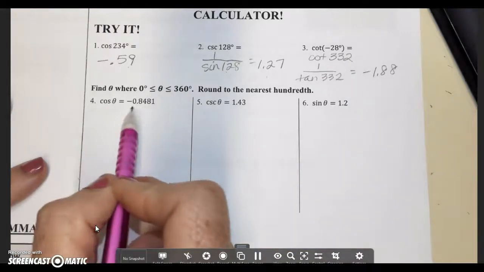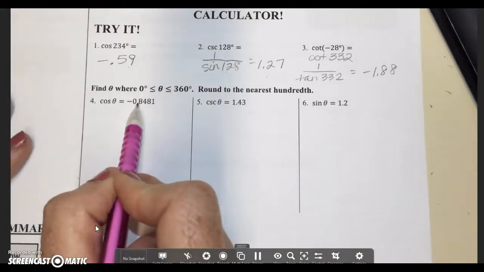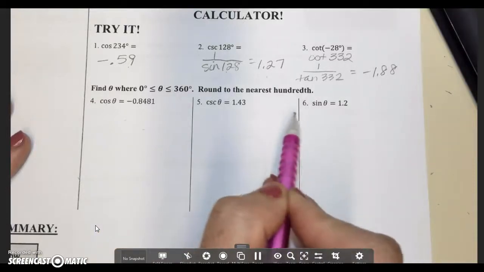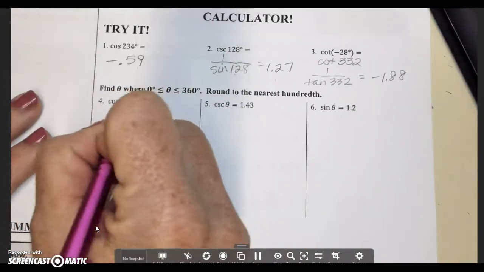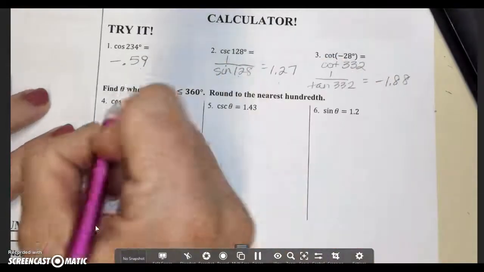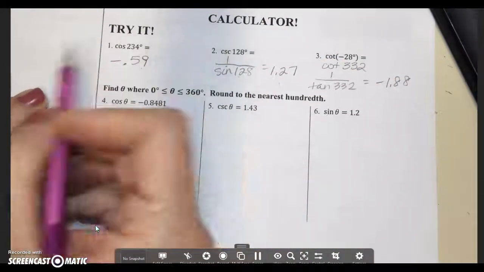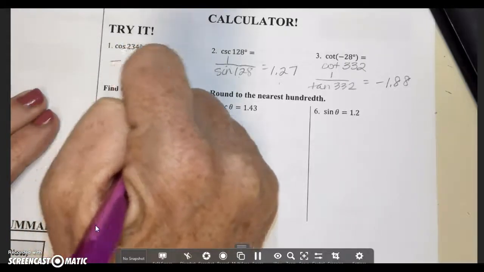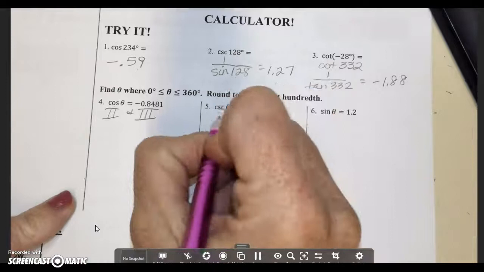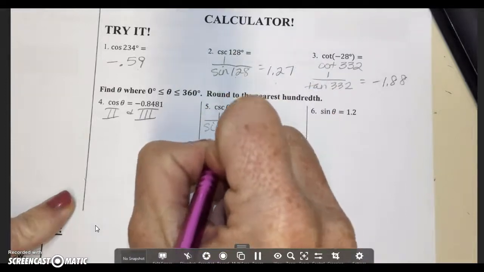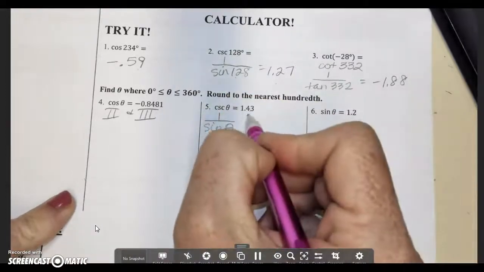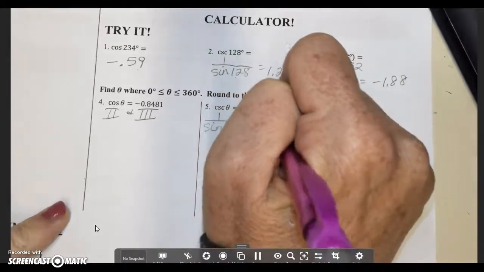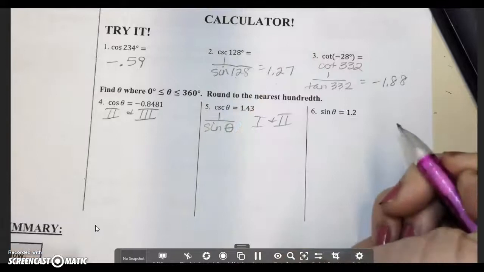Before you start these, I want you to think about where cosine is negative, where cosecant would be positive, where sine would be positive, before you do any of that. So cosine is going to be negative on the left side of our unit circle, so in the second quadrant and the third quadrant. Cosecant, of course, is the reciprocal of sine. If that's positive, that's going to happen anywhere it's above the x-axis. So that's going to happen in the first quadrant and the second quadrant.